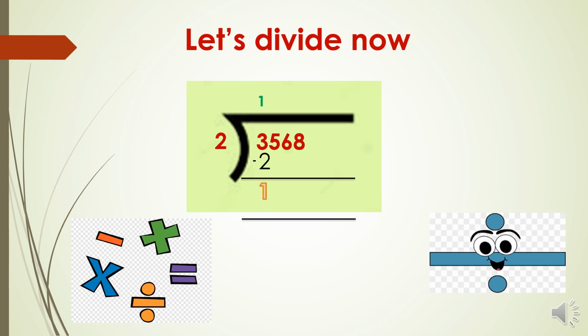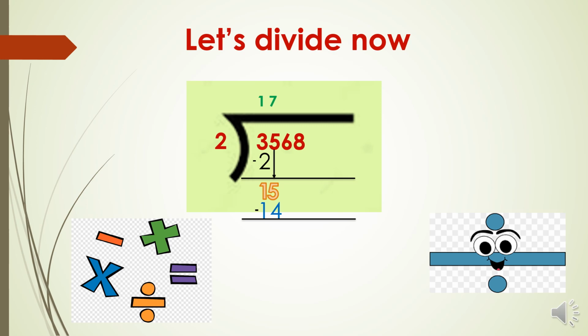Now the next step is to bring down the next number. The next number is 5. We will bring down 5. Now it's 15. Now we will see where 15 comes in the 2's table. We will see that there should be some number that is equal to 15 or less than 15 but not more than 15. If we read the 2's table, we know that 2 times 7 is 14. If we write 2 times 8 is 16, 16 will be bigger. That's why we will write 2 times 7 is 14.